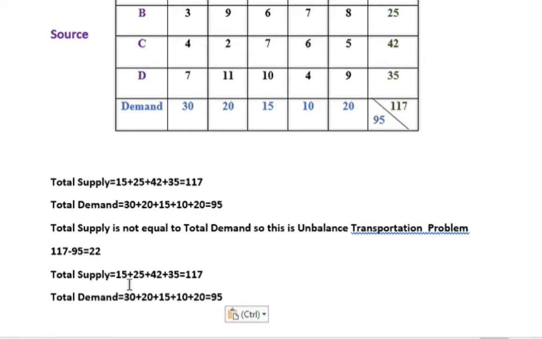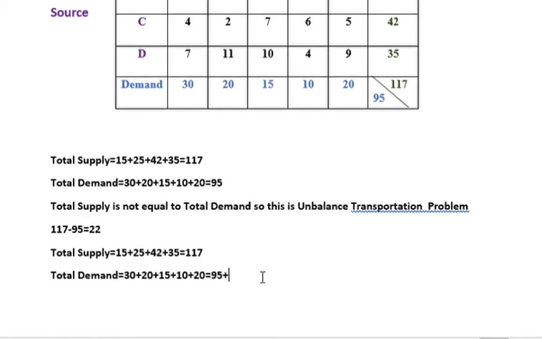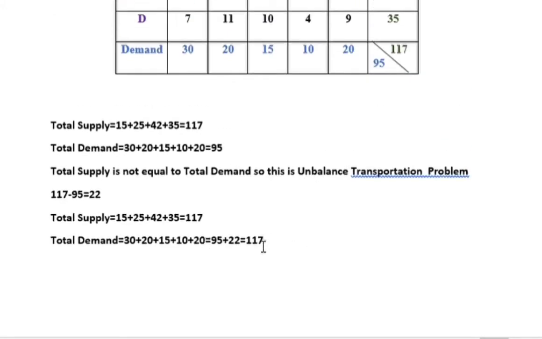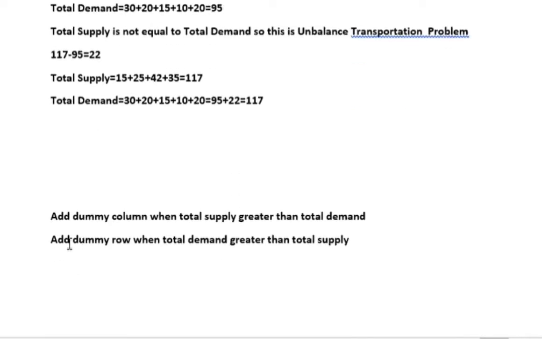To balance it, I will add 22 to the total demand so that it gets balanced. So I have added 22 to the total demand, that is 117 minus 95, which is 22. Now total supply is equal to total demand. Add a dummy column when total supply is greater than total demand. Add a dummy row when total demand is greater than total supply.